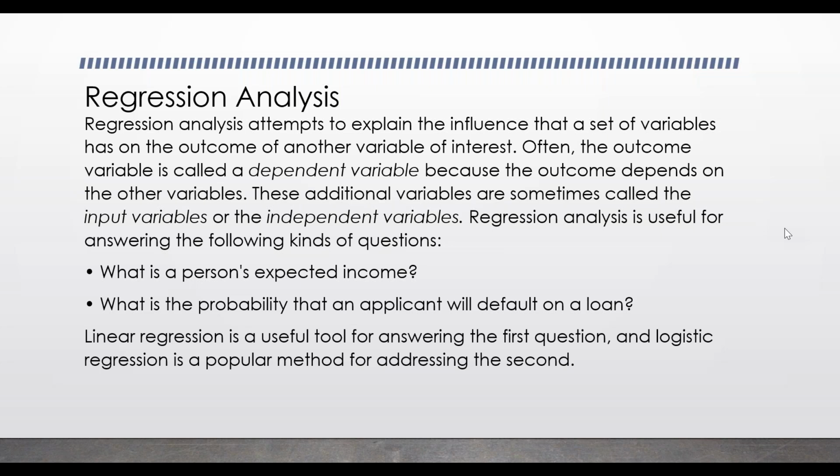To determine that, I'm sure you are well versed with the CIBIL score, but these scores, these numbers which are coming, they come from a certain set of analysis, and that is the regression analysis which is happening. For the first question, where we ask about the person's expected income, that falls into the category of linear regression, and the other one falls into the category of logistic regression. So we'll try to go further.